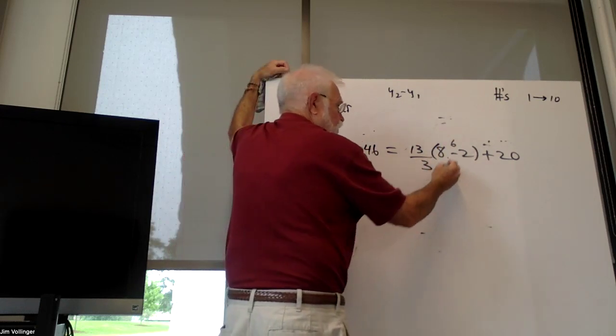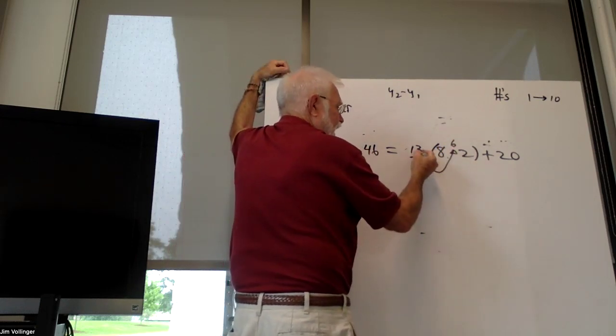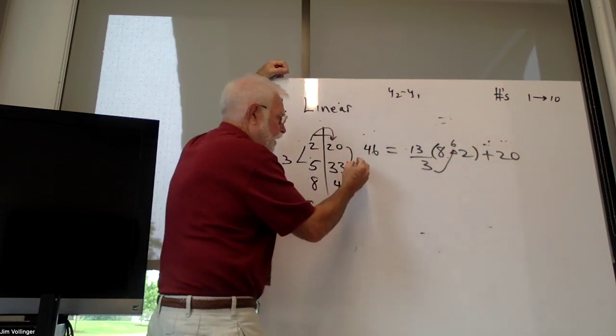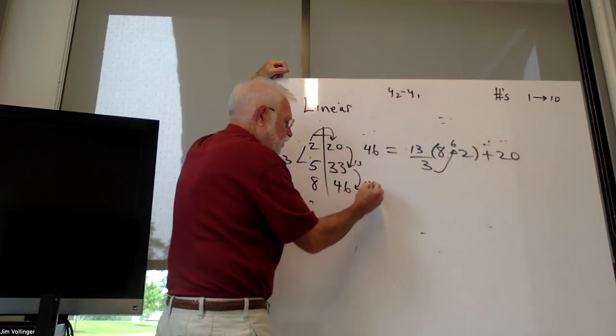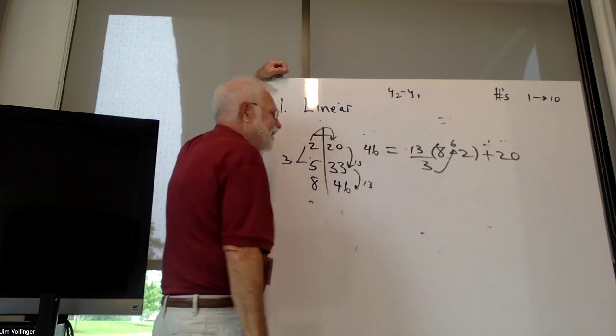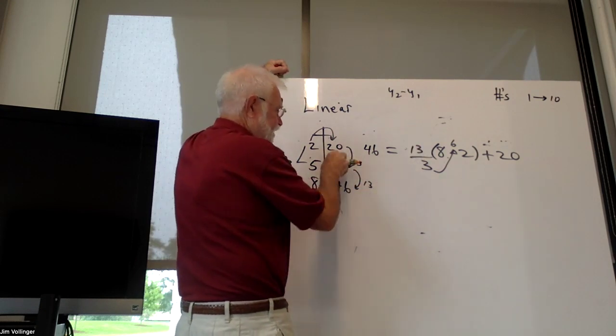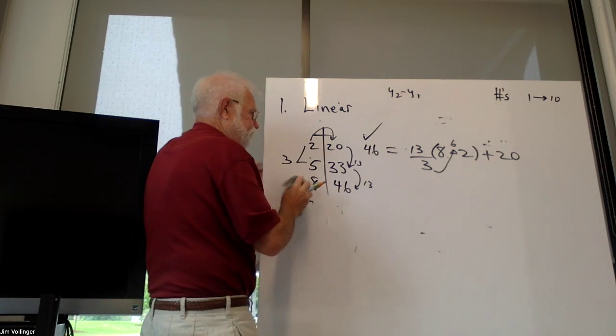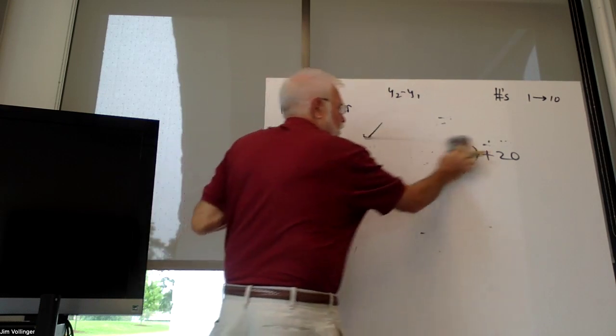Okay, this is 6. 3 goes into 6 twice. So I'm adding 26 to 20. I'm adding 13 once. I'm adding 13 twice. And 26 plus 20 is 46. All right, let's try one more.